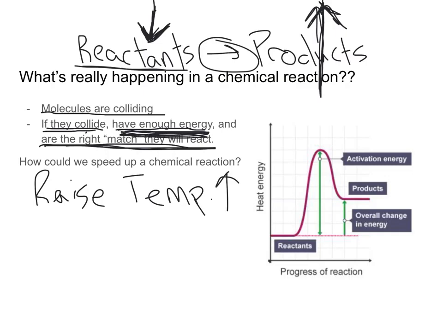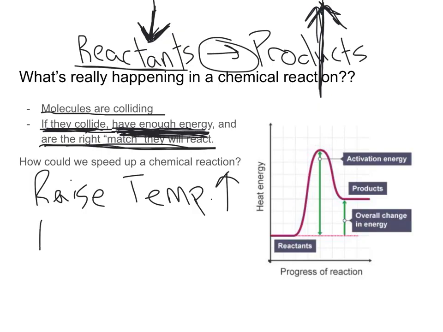And it doesn't just help us that they have more energy because they're moving faster, and so they're more likely to react if they do collide, but I mean, you can envision some molecules moving around pretty quickly in a little closed container. If they're moving faster, they're more likely to run into each other. That just makes sense. And so raising the temperature speeds up a chemical reaction.